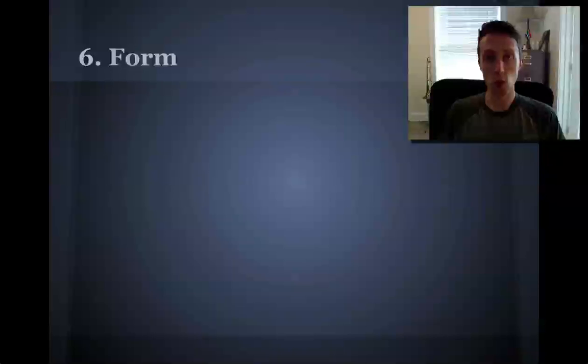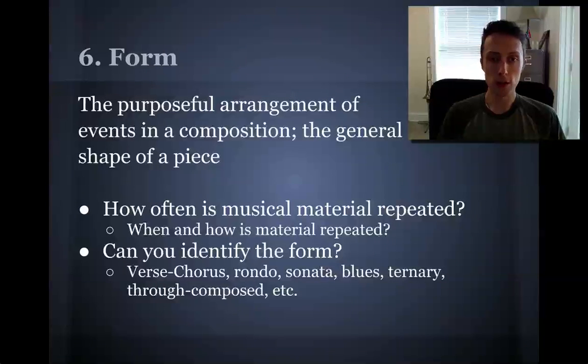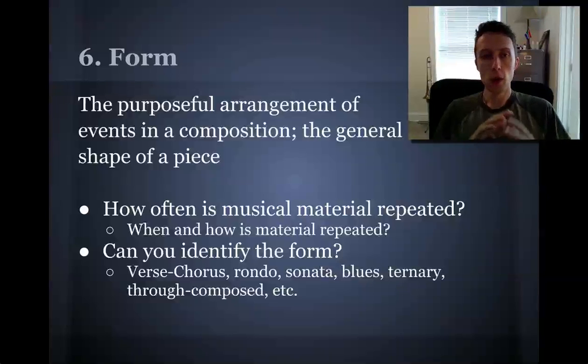6 is form. Form is probably what you're thinking it is. It's the purposeful arrangement of events in a composition, the general shape of a piece. So form is thinking long term, thinking of the whole piece, thinking of the entire 3-minute pop song, or the entire 40-minute symphony, or the entire 15-minute concerto, or whatever. Thinking of how that whole big complete piece of music is organized.